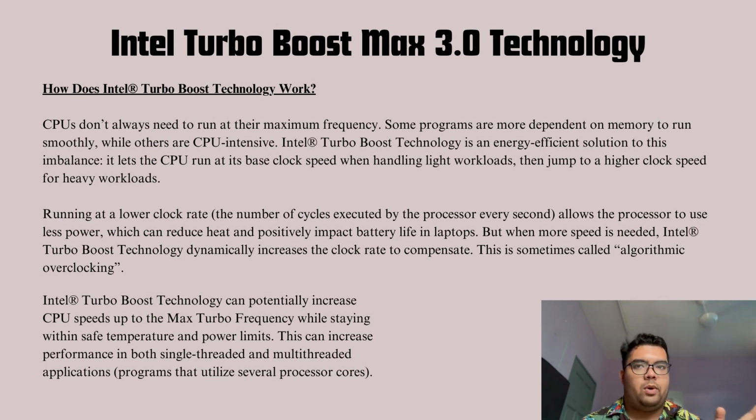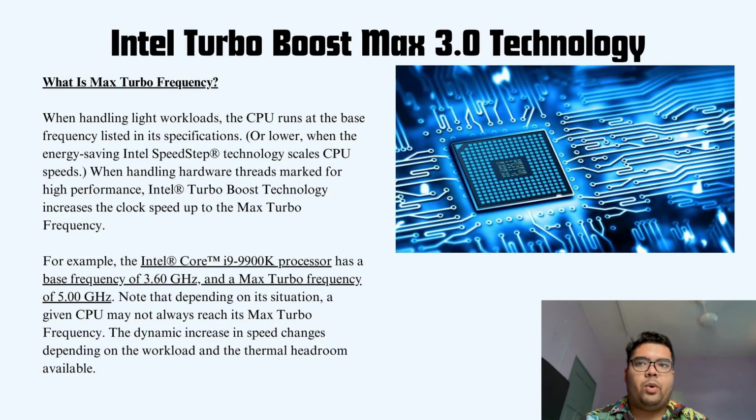When handling light workloads, the CPU runs at the base frequency listed in its specification. When handling hardware threads marked for high performance, Intel Turbo Boost technology increases the clock speed to the max turbo frequency. For example, the i7 14th generation. We take our example: 5.6 GHz is the max turbo if needed. If not needed, it will be 3.0.